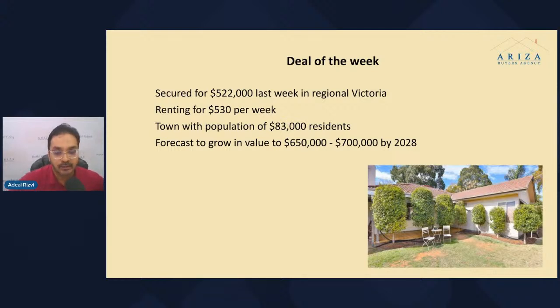And deal offer this week. So we bought this property for a client in regional Victoria for $522,000. Again, it's a town with like 90,000 residents over there. It's a big town. It has a very diverse economy. So it's not like a mining town. It's not like a small town in the middle of nowhere.